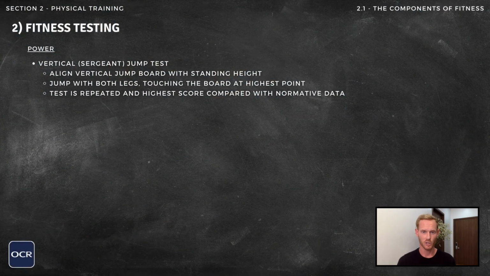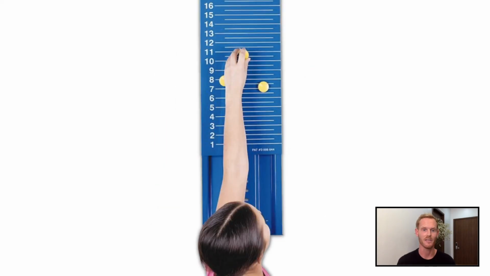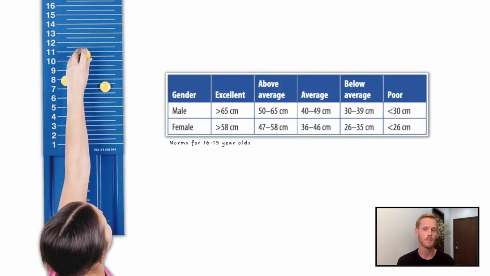Next, the vertical jump or sergeant test, which is used to measure power. First, the subject stands with their arms raised above their head and the vertical jump board is calibrated so that the tips of the fingers are aligned with 0. Using the arms for momentum and bending the knees, they jump as high as possible, touching the board at their highest point. The test is repeated 3 times and the maximum height compared with appropriate normative data.